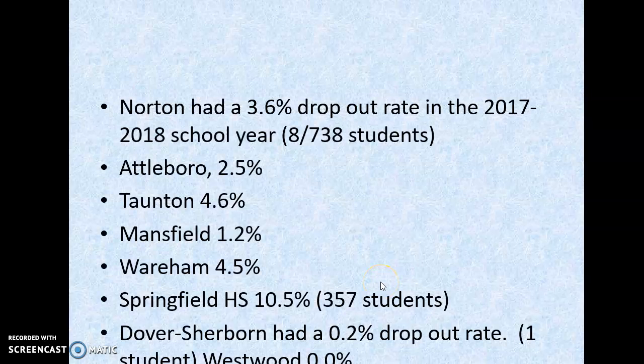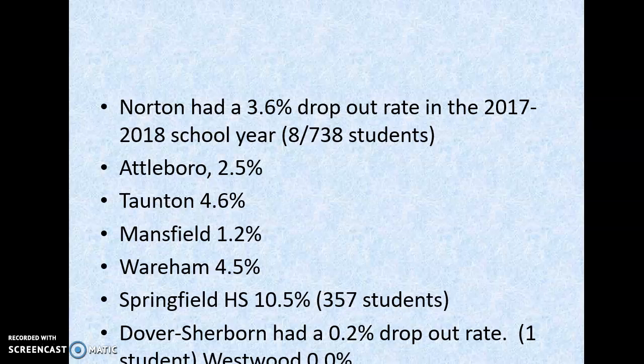So this is specifically Norton data. Norton had a 3.6% dropout rate, which is a bit higher than it had been, but it's only 8 students of the 738 that attended in that school year. Schools like Attleboro and Taunton typically have pretty comparable dropout rates to Norton, and that's because they have the infrastructure to support students. So they have night school programs or part day programs, and that gives those extra supports where those students don't drop out. They just choose a different avenue.